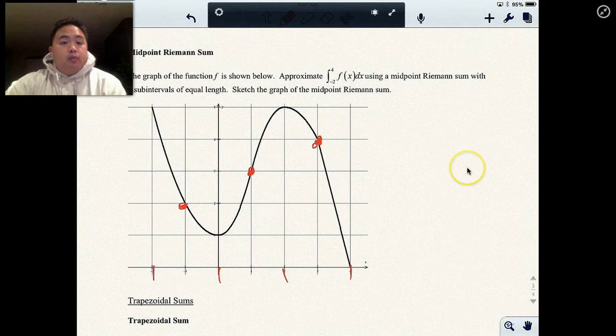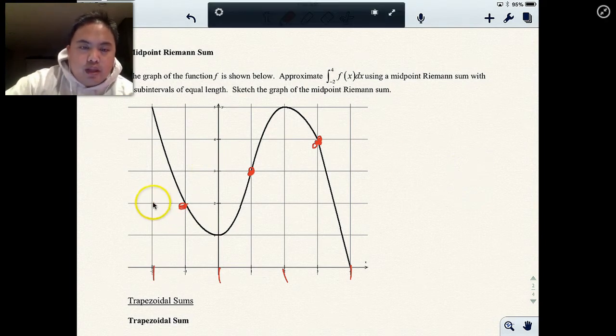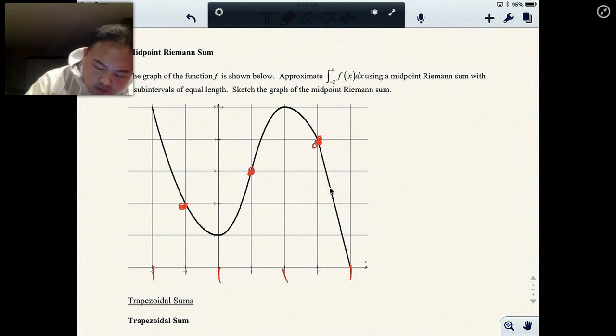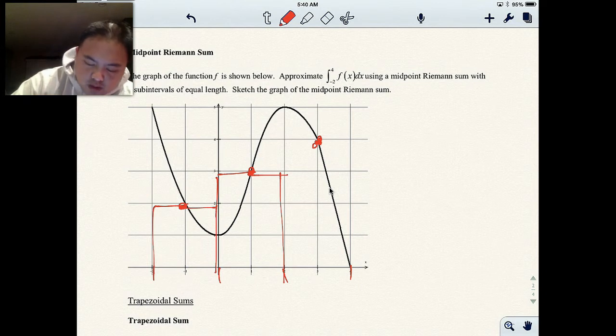So to do a midpoint rectangle, what you do is you start at the point. I'm going to start at this first point, and you're going to make a line to the left and the right to make my rectangle. So line to the left, line to the right, and there's my rectangle. Line to the left, line to the right, there's my rectangle. And the last one, line to the left, line to the right, and down.